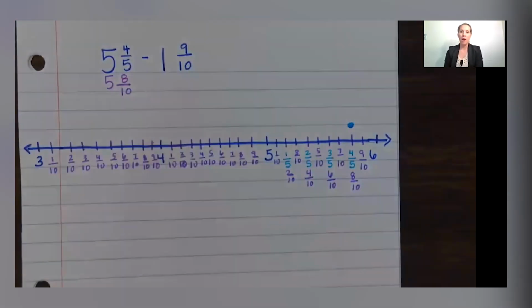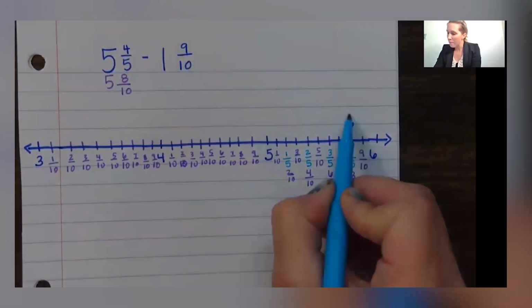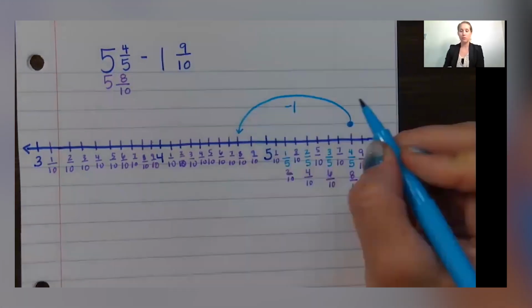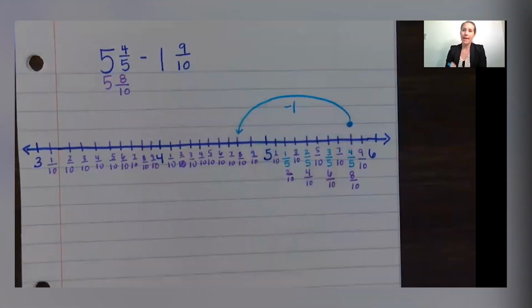And now I want to take away a whole. 5 and 8/10, take away 1 would be where? Where would I jump back to? 4 and 8/10. So I'm going to make a hop to 4 and 8/10, and I've already subtracted 1. But I can't forget I got to subtract what? Excellent work. You're right. I need to take away the 9/10.